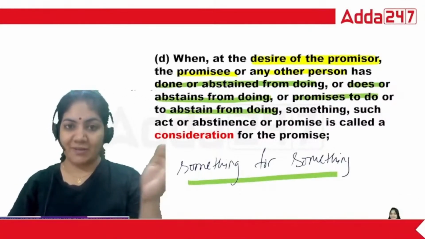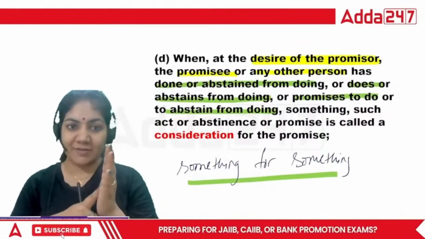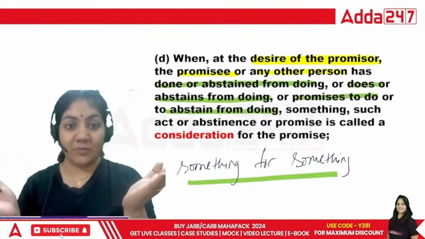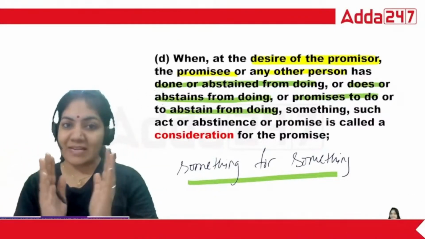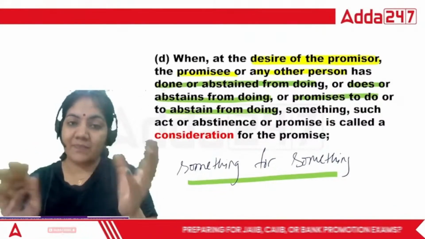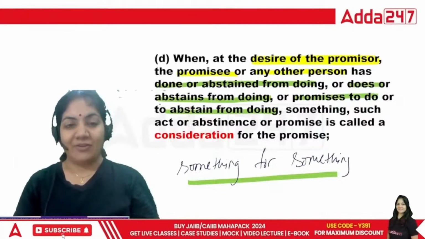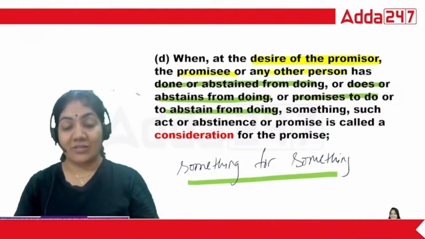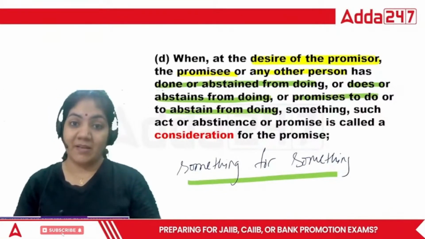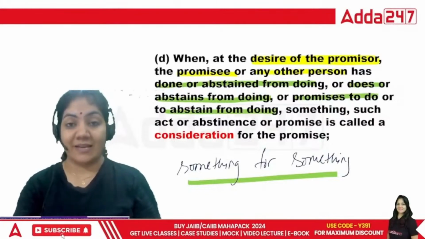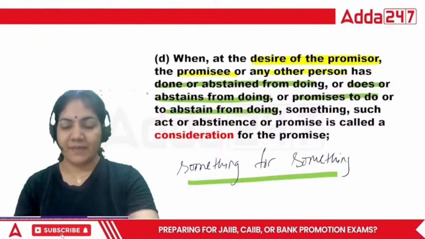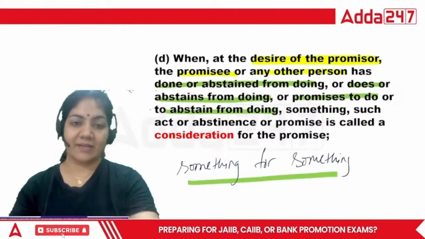So consideration in simple language means something for something. If you purchase the batch, that is your consideration, and for that you have given the money. Money is the consideration for that one. In a contract, each party requires something for something. I will not give you anything free of cost. You have to pay me something for that. So consideration is basically something for something. That is called consideration.